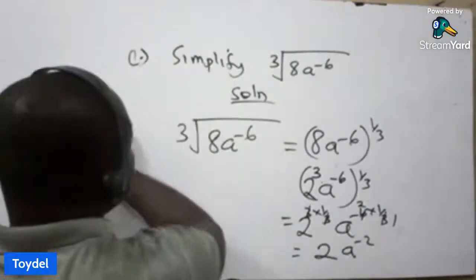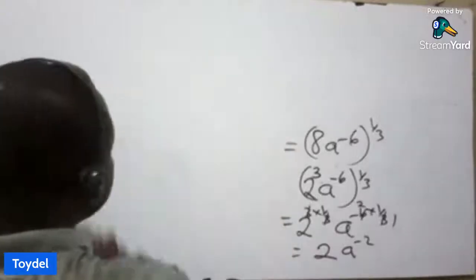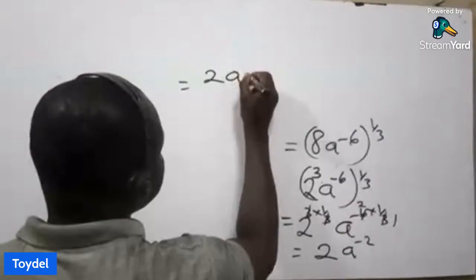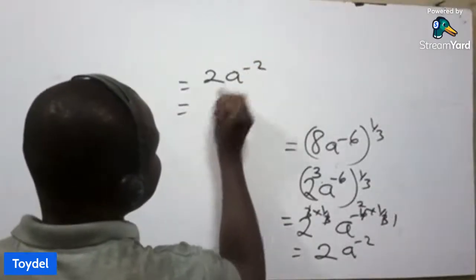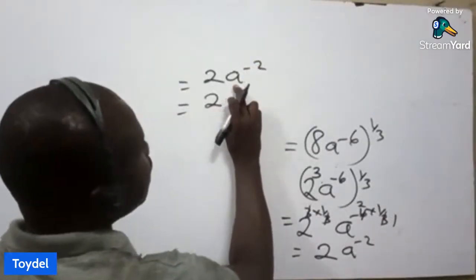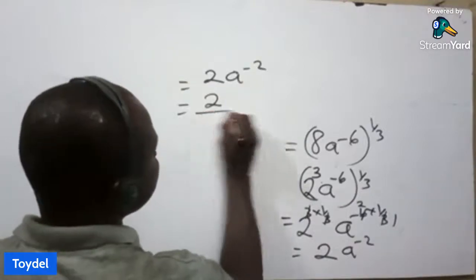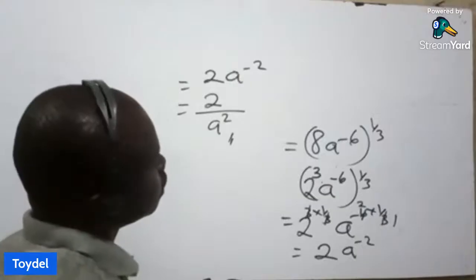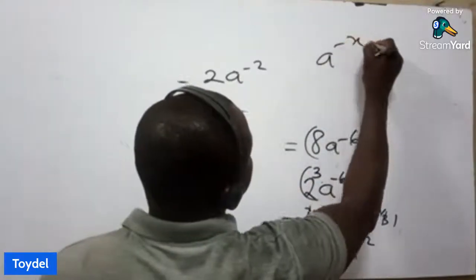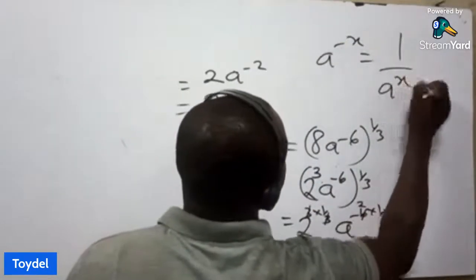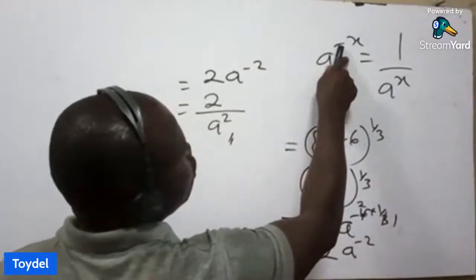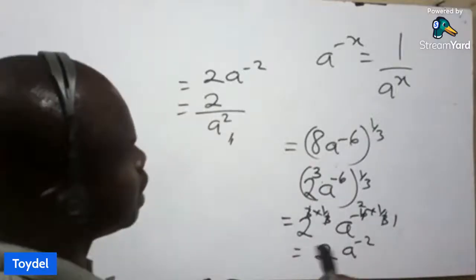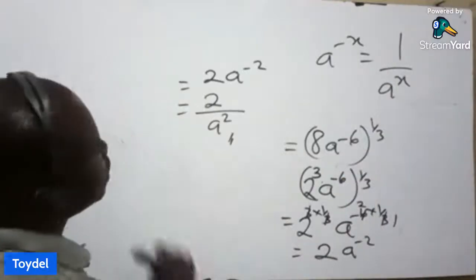It now depends on the nature of how the question is given. So the final answer will be 2a raised to the power minus 2. This is the negative form. If I want to write this in positive form, that will be 2 all over a squared. So just go ahead and pick the right option. If you have a raised to the power minus x, it's the same thing as 1 all over a raised to the power x. If you have the negative of the exponent of the index and you want to write it in positive form, it will be the reciprocal, that is 1 all over what you are given. So this will be the answer.